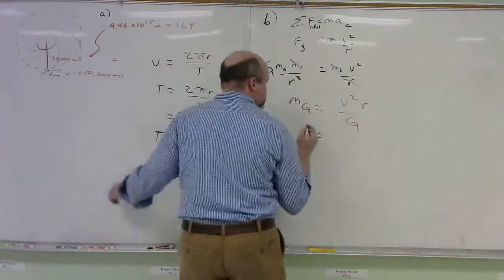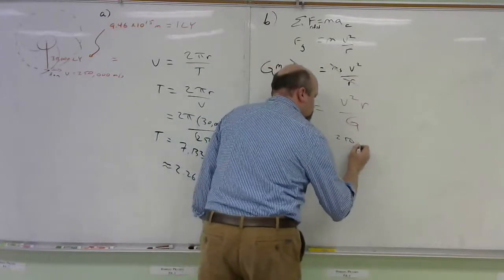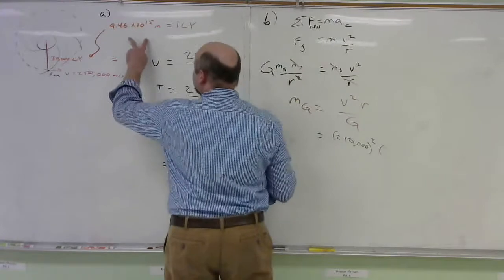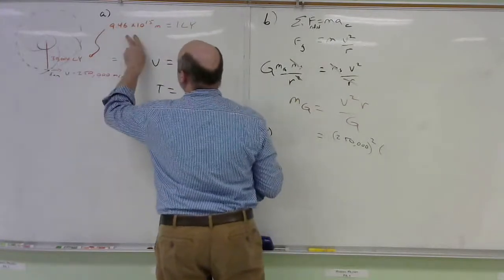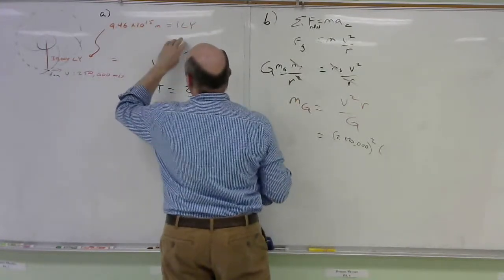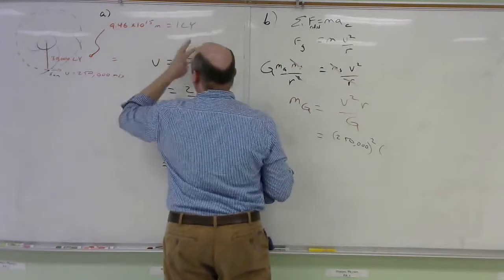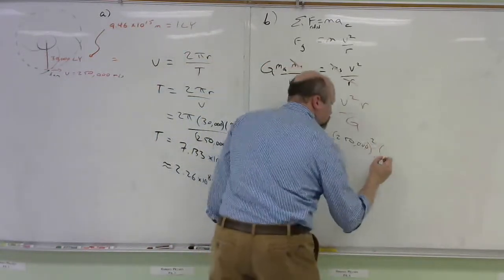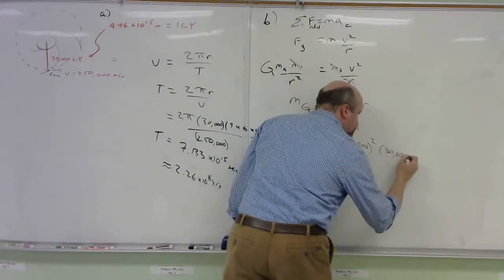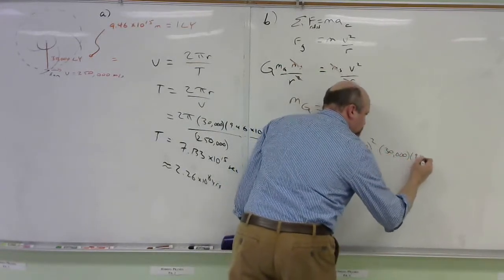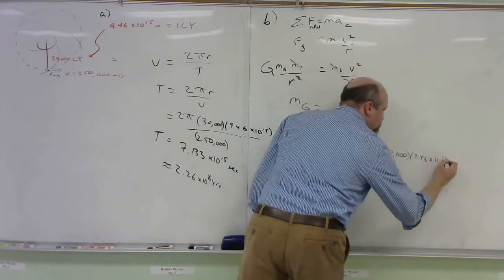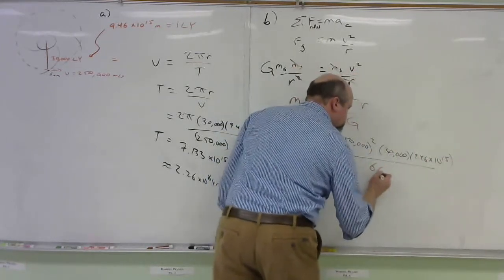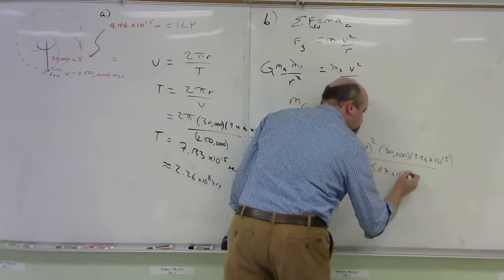That v, that was 250,000 squared. That distance out, that was 30,000 light years times 9.46 times 10 to the 15 meters per light year. So 30,000 times 9.46 times 10 to the 15, right? And then divided by big G, 6.67 times 10 to the negative 11.